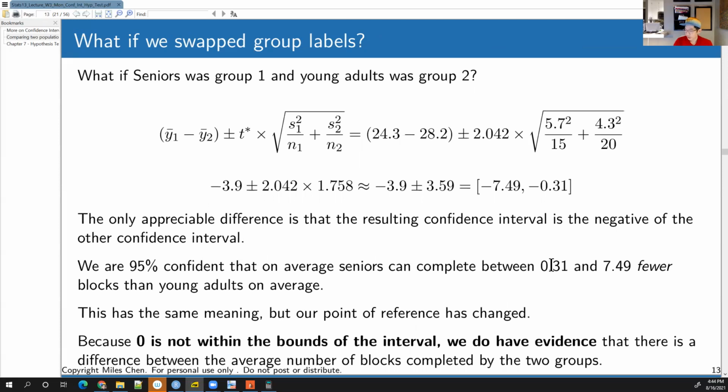And again, because 0 is not within the bounds of the interval, we're going to say we do have evidence that there is a difference between the average number of blocks completed by the two groups. Okay. So there is a difference, or we do have evidence of a difference. Okay, does that feel okay?